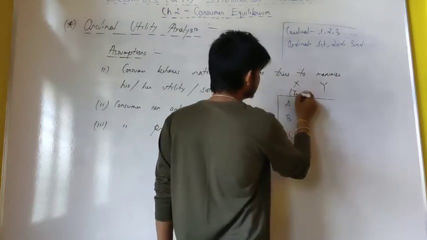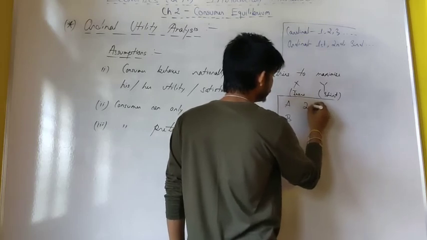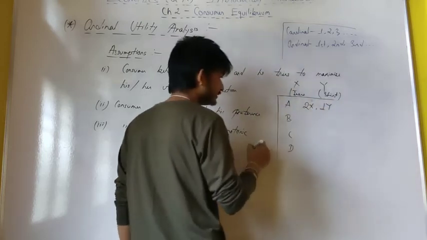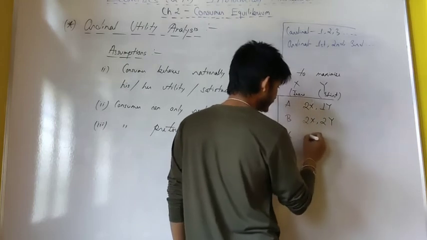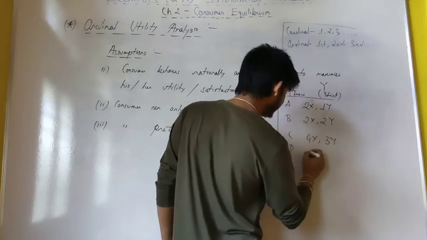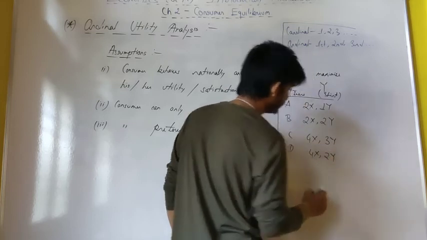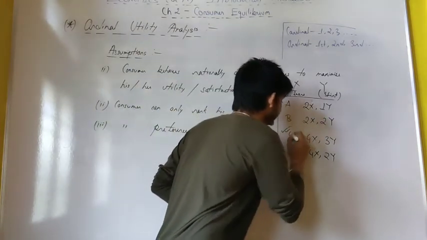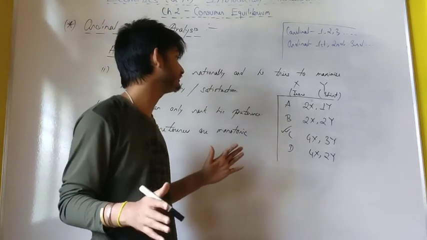X could be jeans and Y could be shirt. So the first combination gives me 2 units of X and 1 unit of Y. Second combination gives me 2 units of X and 2 units of Y. Third combination gives me 4 units of X, 3 units of Y, and D combination gives me 4 units of X and 2 units of Y. So out of this, if you ask me which one I will choose, I will definitely choose the C one, because this combination is giving more of the commodities and no less of the other commodity.